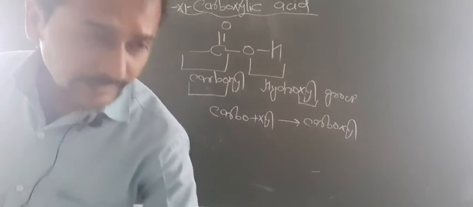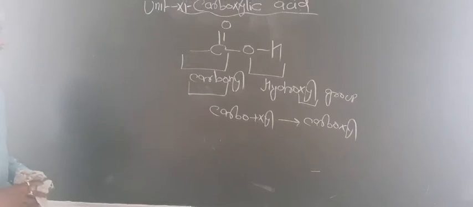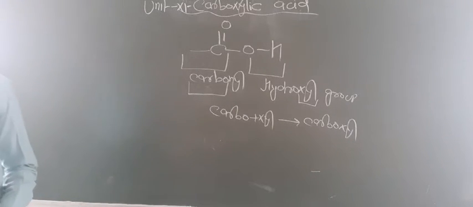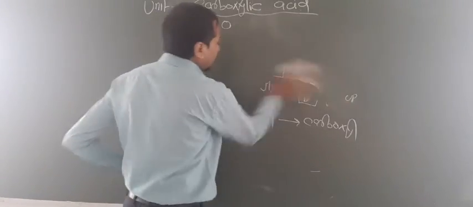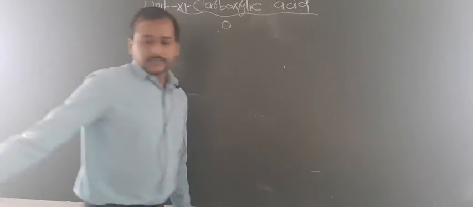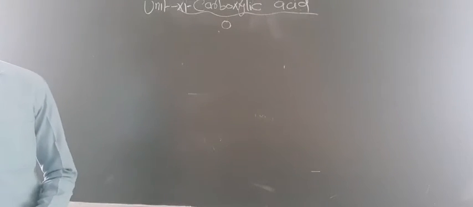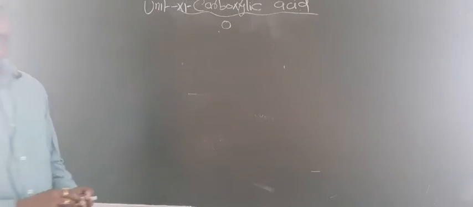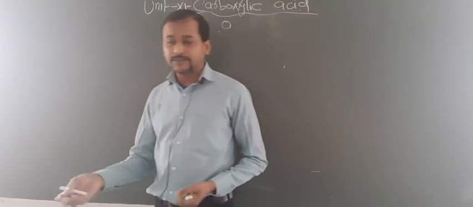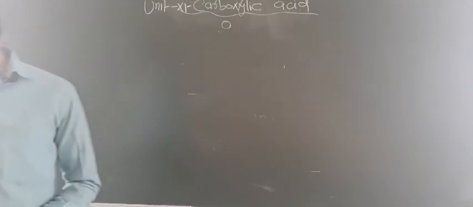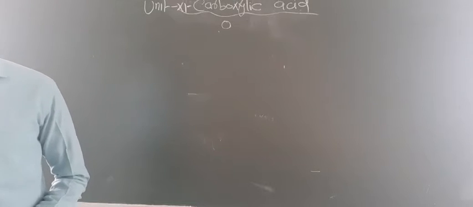Now dear students, you know that the saturated aliphatic monocarboxylic acids are basically called fatty acids, since their higher members, that is carbon 12 to carbon 18, are basically produced by hydrolysis of fat.